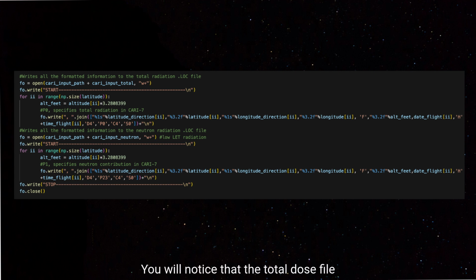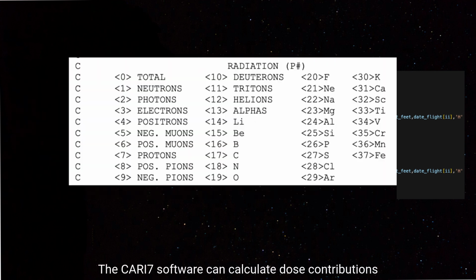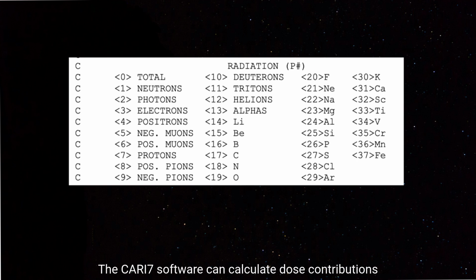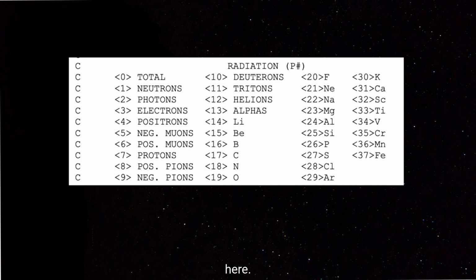You will notice that the total dose file has a P0 variable, while the neutron dose file has a P1 variable. This difference tells CARI-7 which particle to calculate the dose for. The CARI-7 software can calculate dose contributions from many types of radiation. If you would like to investigate the different contributions, all you need to do is change the P variable in the conversion code to one of the particle numbers listed here.